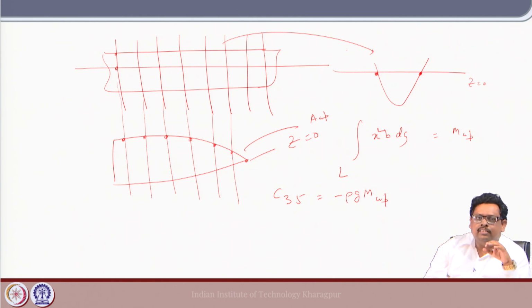So, today we are going to stop here, and in the next class we are going to discuss how we can get the 2-dimensional radiation potential, or maybe the 2-dimensional added mass and damping, and what methods are available. Those discussions we are going to have in the next class.